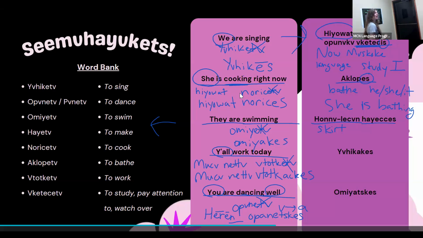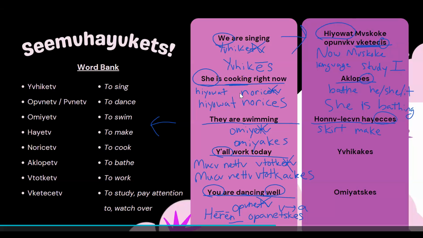Hayijis. That verb, that root is hay. Which word does that verb root come from? Hayita. To make. Nice. To make. What ending? What person marker is that?